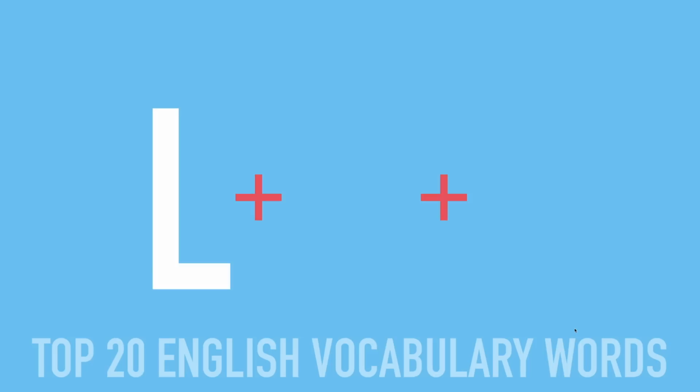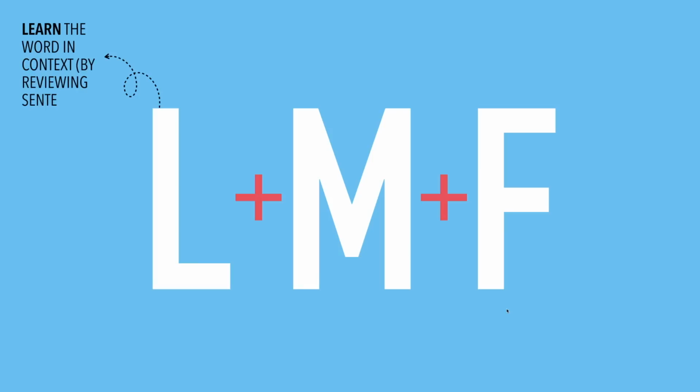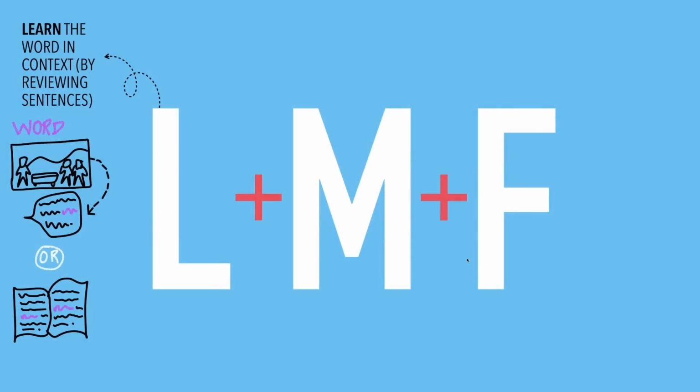All right, today we are going to talk about the top English vocabulary words, specifically about food. Now, we're going to use this equation right here, L plus M plus F. The L stands for learn the word in context by reviewing sentences. So the first thing we're going to do is show you the words in context. You can actually see how they are used in real life. You can do this on your own by looking at pictures and seeing different sentences that describe the pictures, or even by looking in books.